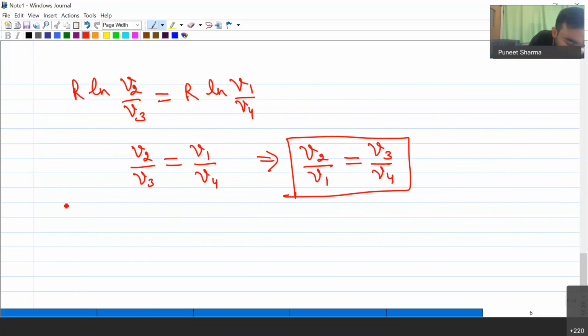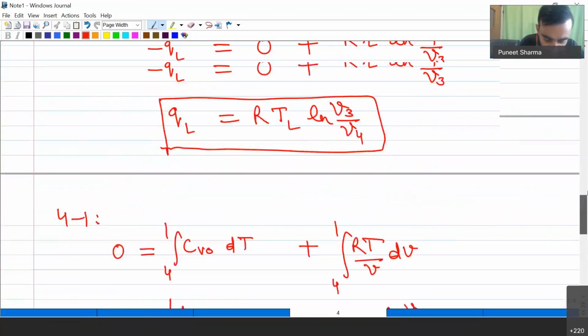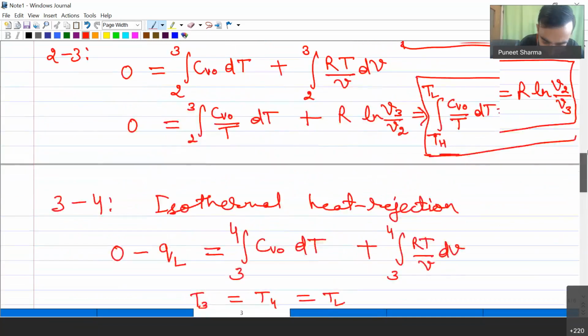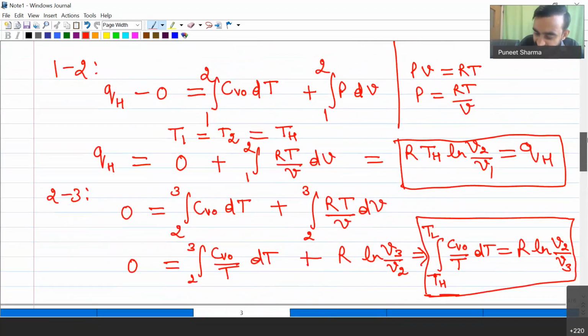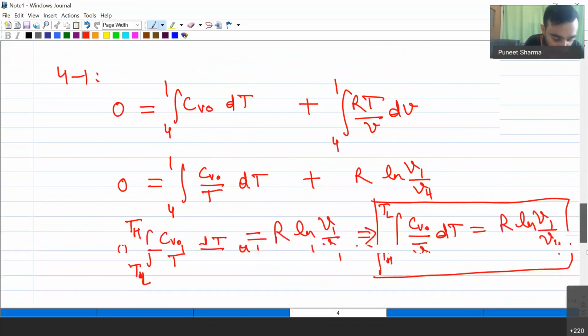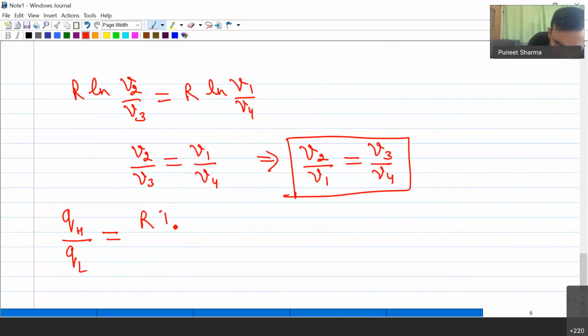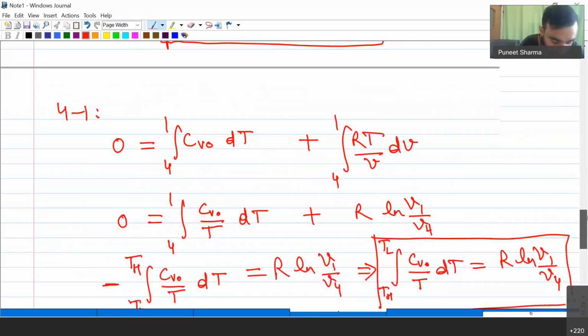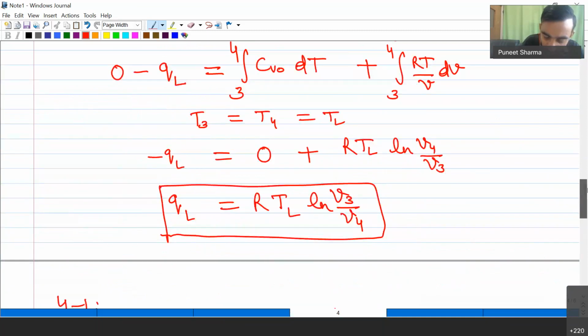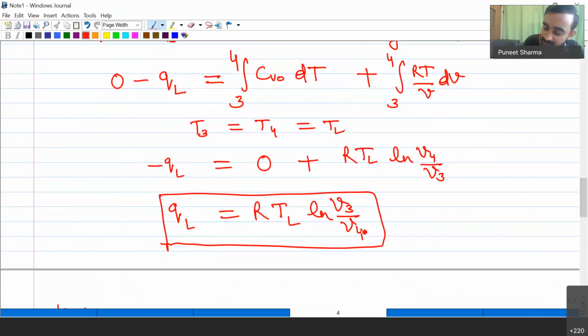Now we have got two equations, one for QH and one for QL. So I'll find QH by QL as equal to the value of QH. For process number 1 to 2, QH is equal to R times TH ln V2 divided by V1. And the value of QL is R times TL ln V3 by V4.